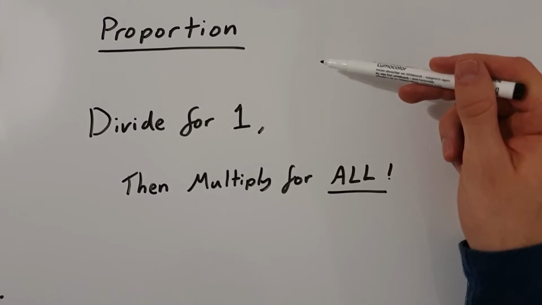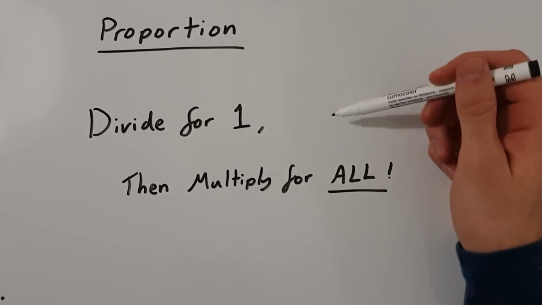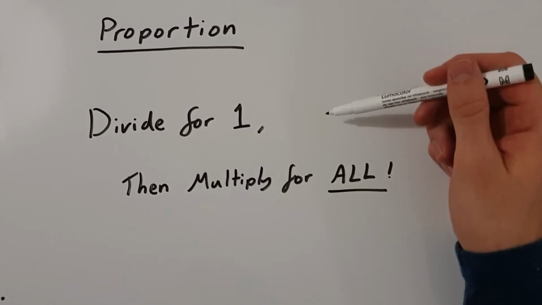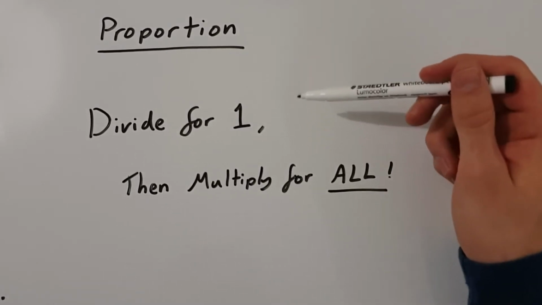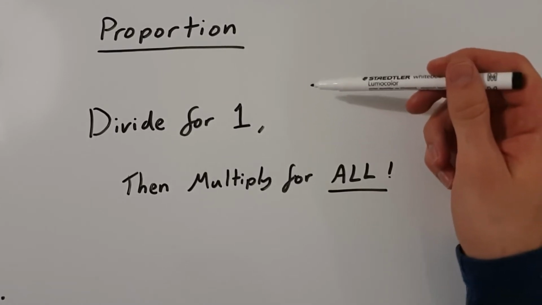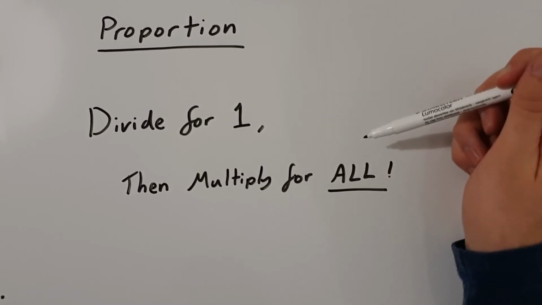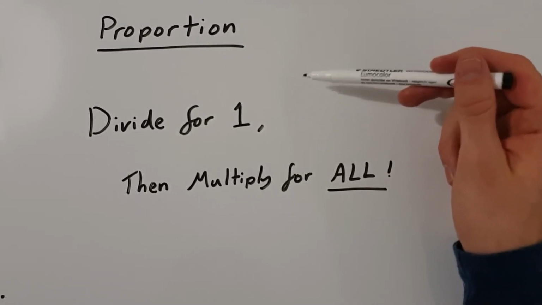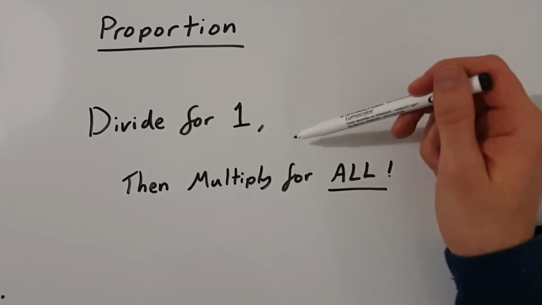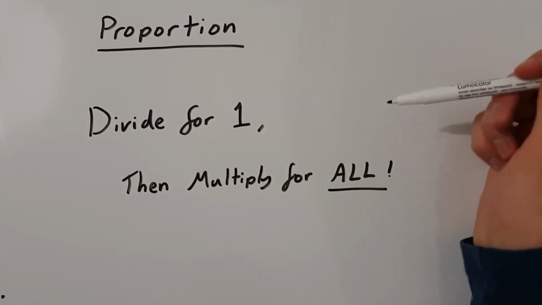So it should be quite a short video, because there isn't too much to go over. But there's one rule that you must remember for all of these questions involving proportion, and that is you must always divide to get 1, or divide for one part, and then you must multiply for all the parts. As you can see, it's very similar to our ratios questions where you divide for one part, then multiply for all the parts. And I'll show you now some examples of how we put this into practice.